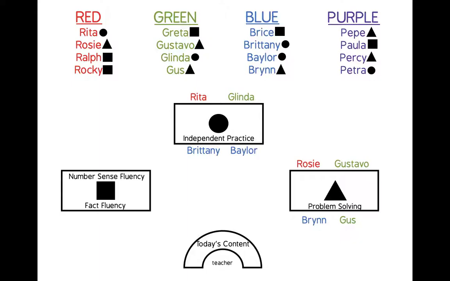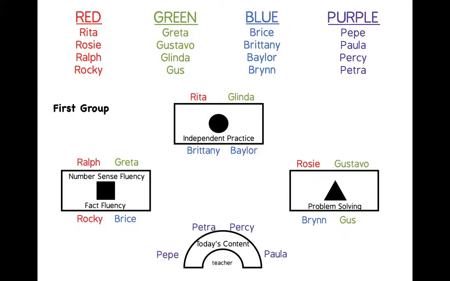The squares are going to meet together at fluency. You'll notice there is a color group that hasn't been distributed yet into one of the stations. Those are the lowest students, and they always meet with the teacher first.